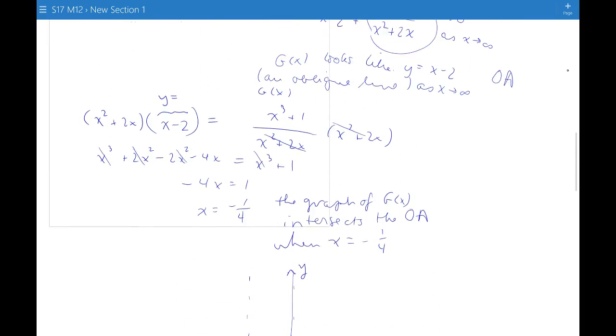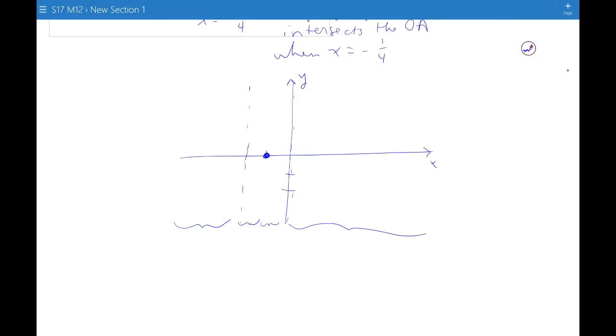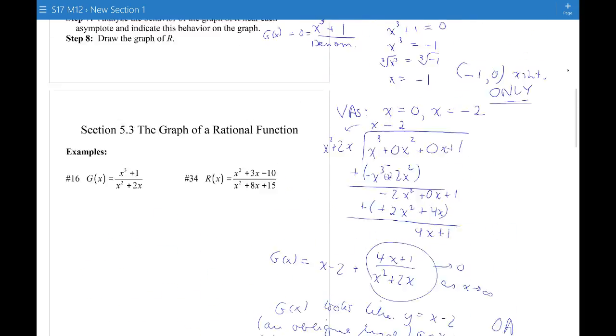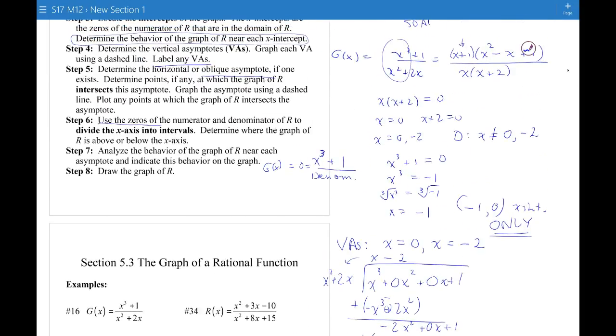And then we have the oblique asymptote y equals x minus 2. So the oblique asymptote has a y-intercept of negative 2 and a slope of 1. I'm just going to put some little dashes here so you can tell that's the oblique asymptote. The oblique asymptote is something we're going to have to figure out what's going on with, but it is going to help us with drawing the graph. Okay, so then we use the zeros of the numerator and the denominator to divide the x-axis into intervals, and then we need to figure out where the graph is and analyze the behavior of the graph near the asymptotes.